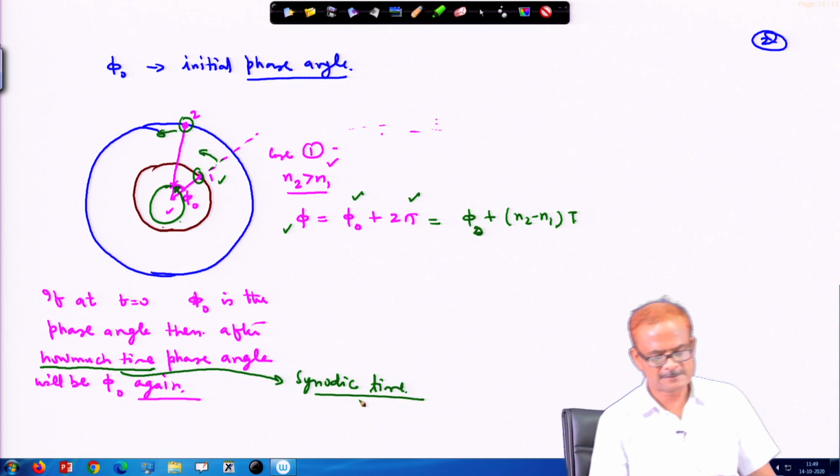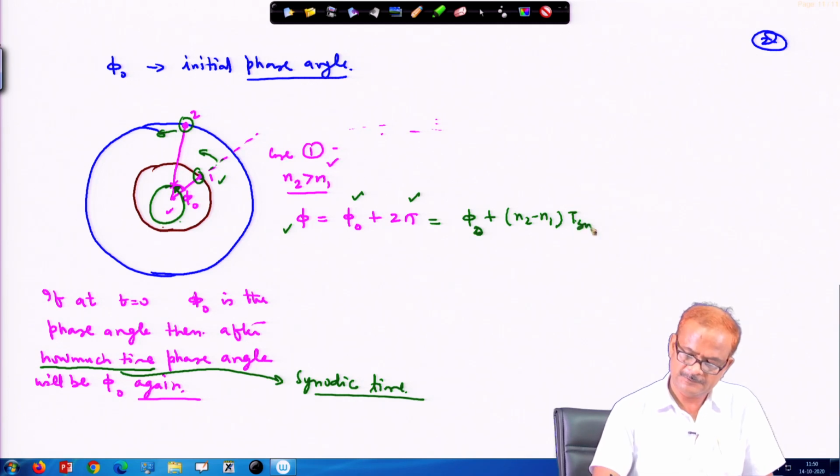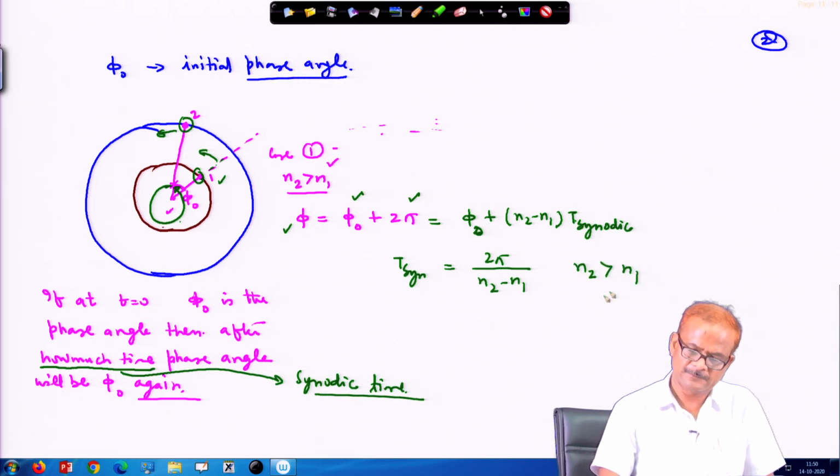Same as the moving reference frame, the rotating reference frame we have done in the restricted 3 body problem. Okay. So, this is synodic. And therefore, from this place what we can see, this T synodic will be equal to 2 pi over n 2 minus n 1, provided n 2 is greater than n 1.